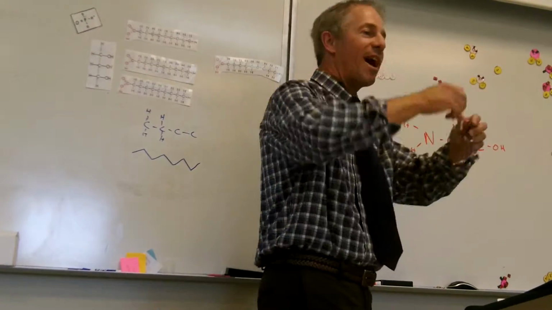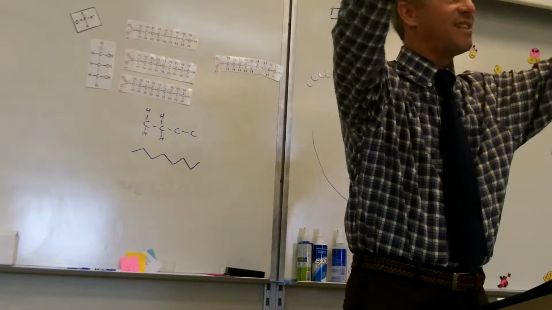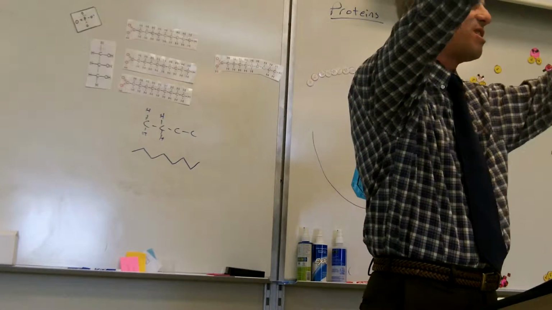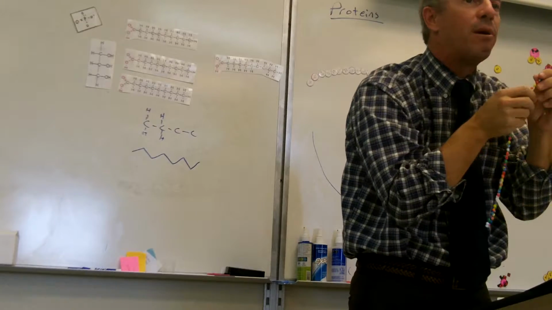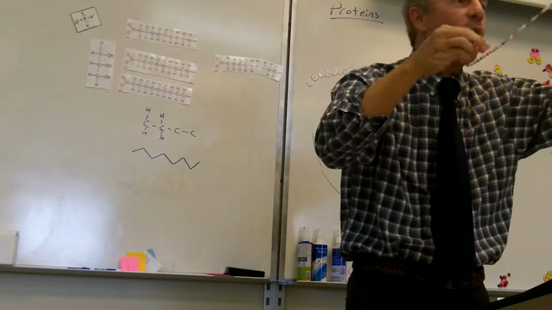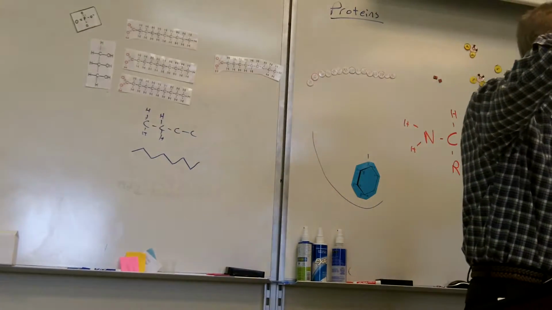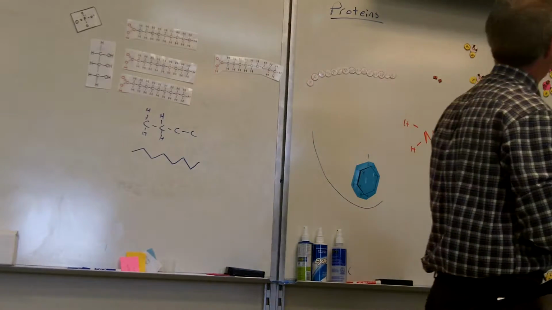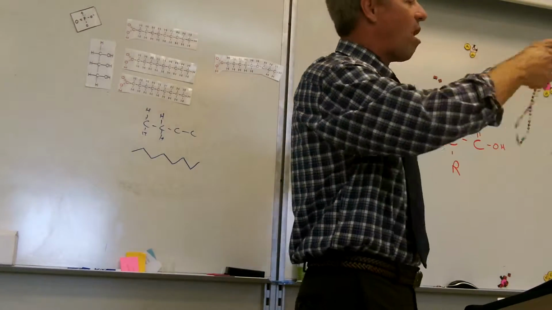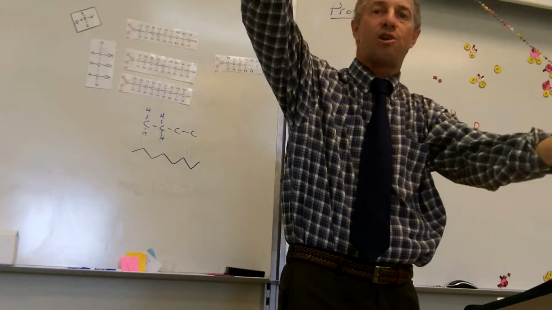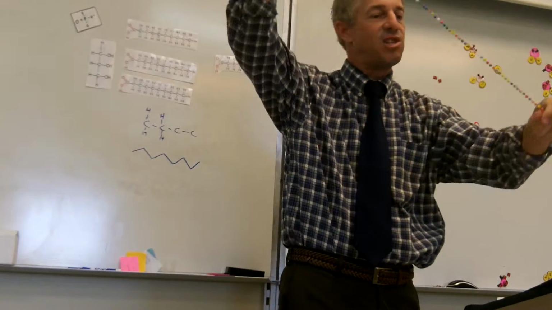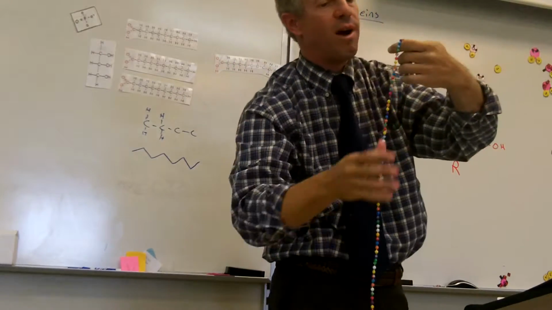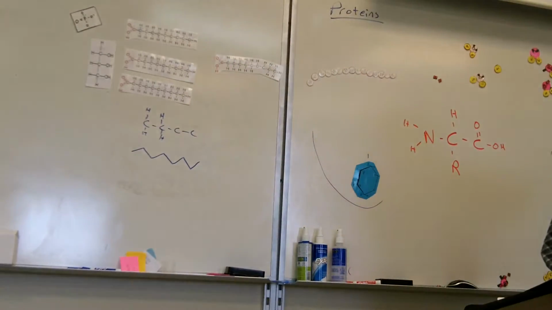This chain of amino acids doesn't just sit there like this. It doesn't just float around inside your cells like that. It coils up into a final shape. We call this the primary structure of a protein. This chain of amino acids, that's your primary structure. But it's going to coil up into what we call secondary structures.